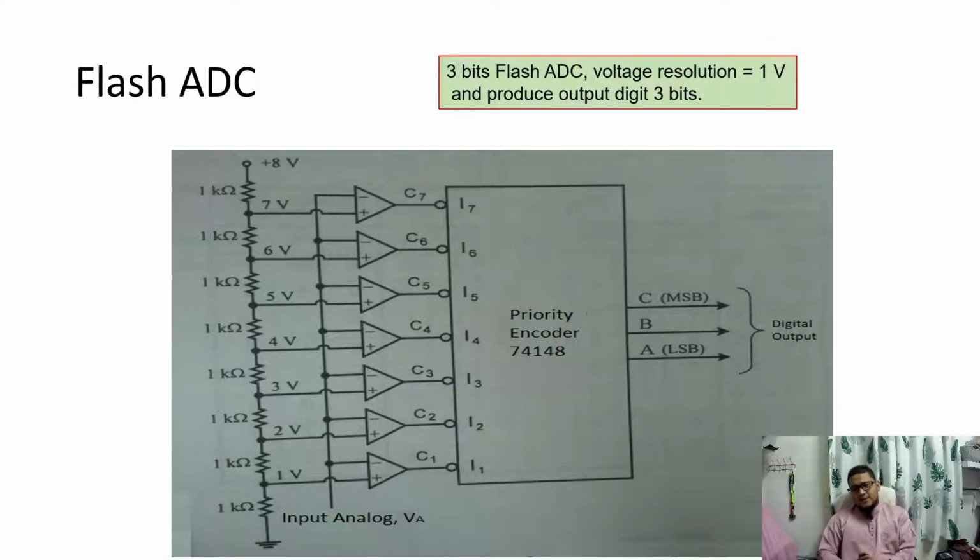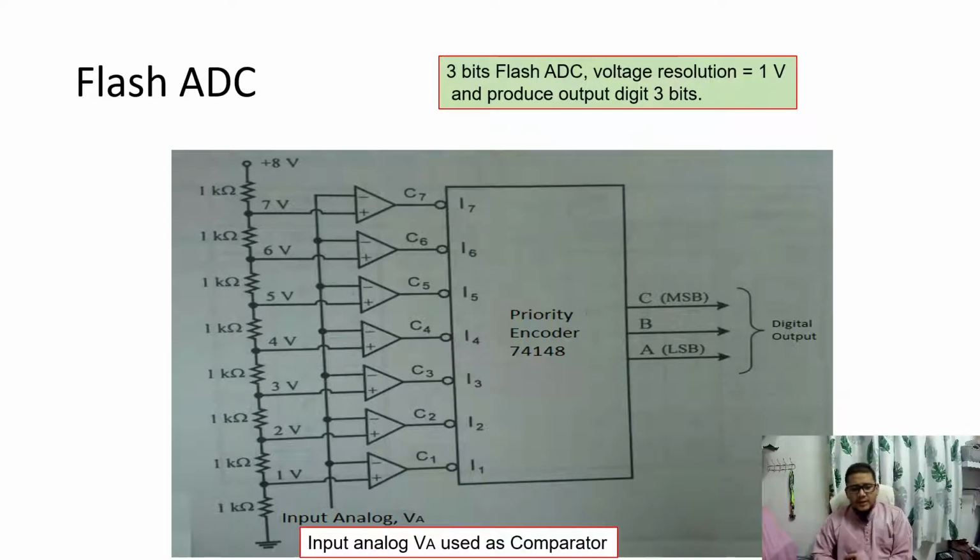For a 3 bit flash ADC, the voltage resolution is 1 volt and it produces a 3 bit digital output. Okay, the input analog VA is used at the comparators. So it will compare the input, VA enters here. This is VA. It will compare with the output here. This is the voltage resolution for V1. Okay, to calculate V1, using the voltage divider, V1 equals R divided by, because the number of resistors is 8, 8R, multiplied with the voltage reference.